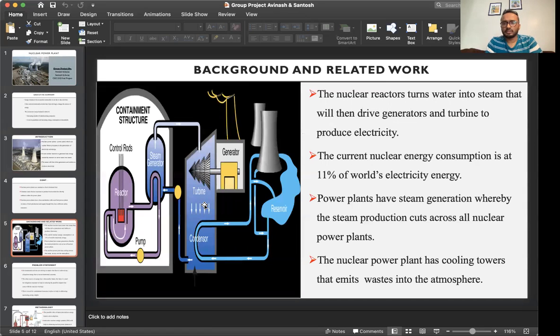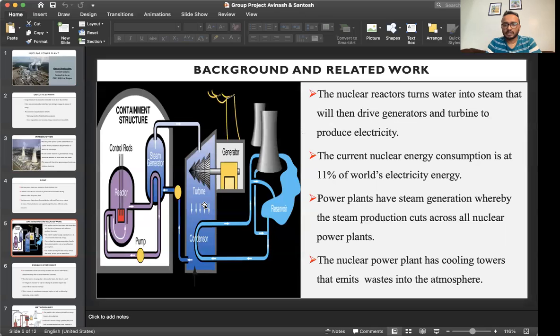So the nuclear reactor turns water into steam that will then drive the generator and turbines to produce energy. The current nuclear energy consumption is at 11% of world electricity energy. Power plants have steam generation, whereby the steam production cuts across all nuclear power plants.